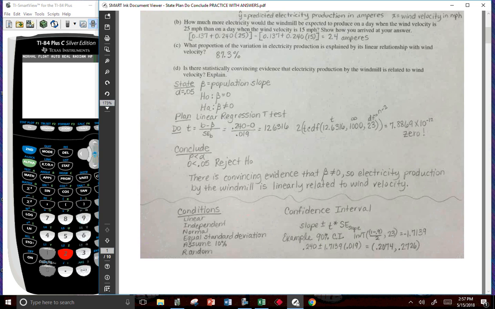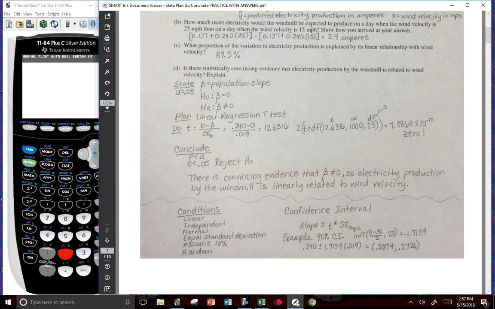On state, I want you to always remember to do 4 things. Those 4 things are define your alpha, define your variable, HO, HA. So remember, it's 4 things. Define your alpha, define your variable, HO, HA. Don't forget to define your variable. That's what I see a lot of students forgetting to do.